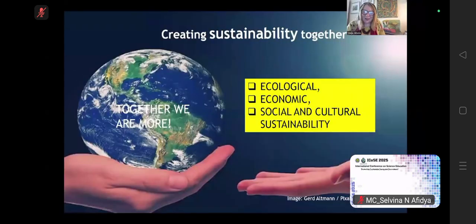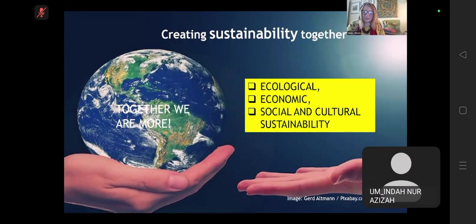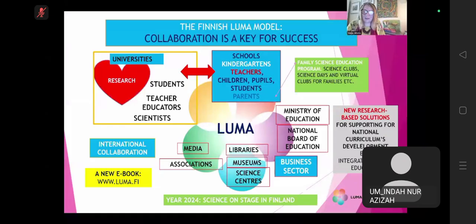We are trying to find out collaborative solutions through co-design and co-creation and trying to find out them from different perspectives, ecological, economic, social and cultural perspectives. We trust on collaboration. We say that collaboration is key for success. In our Finnish LUMA-STEM model, the collaboration with different partners are in the center of our work.